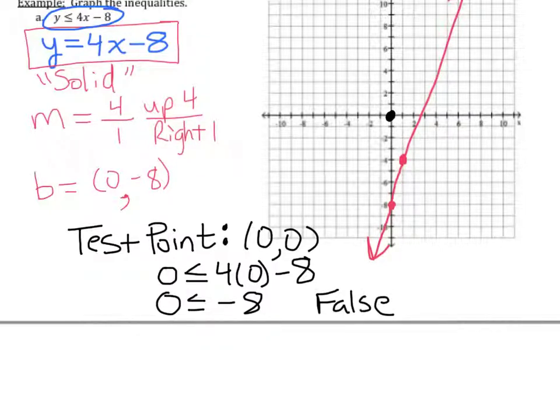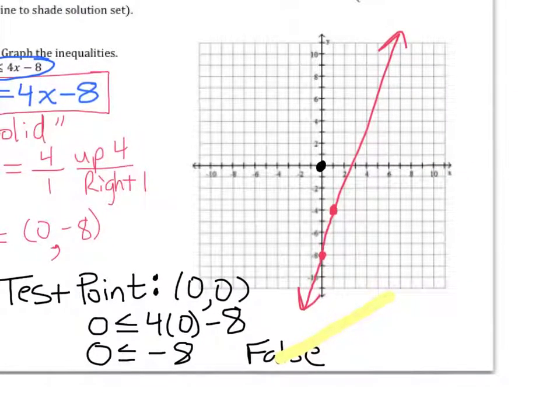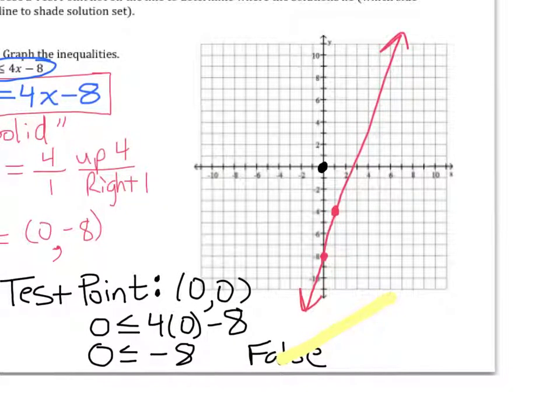And so since this is false, and the point 0, 0 is on this side of my line, then I know that my solution has to lie on the opposite side of my line, which is this region right here. And so I need to shade my solution. I'll do that right now. It really doesn't matter what color you use, but I'm going to shade on that side of my line to include all these points over here as part of my solution.